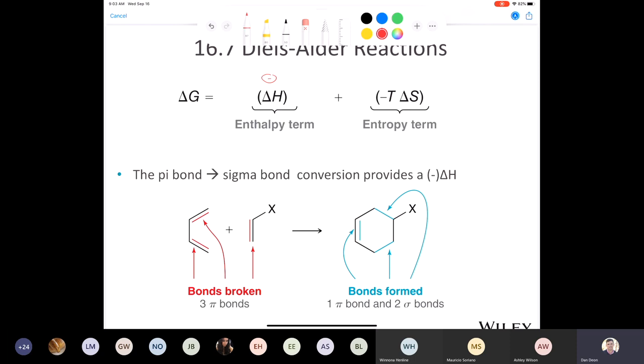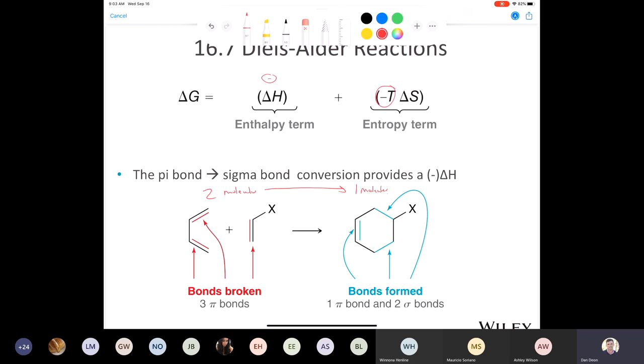Now, what about the entropy term? Now, you have negative T multiplied by delta S. My change in entropy, I'm going from two molecules to one molecule. Can anybody tell me, will my delta S be negative or positive when I go from two molecules to one molecule? Is that an increase or a decrease in entropy? Thank you, Sean. It's negative, right? Things are getting more organized.